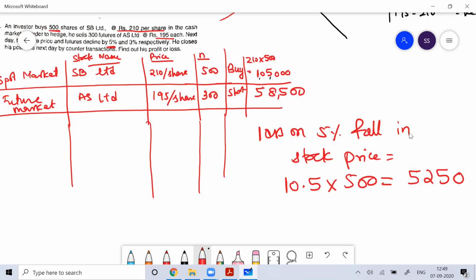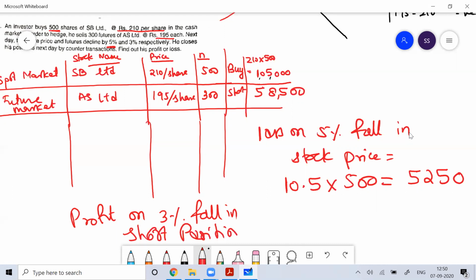He will get this much rupees loss. So 10.5 into 500, so he'll get 5250 rupees loss, while the profit on a 3% fall in short position. Whenever you take a short position, you take it with the intention that the price should fall down. So 5%, 3%.